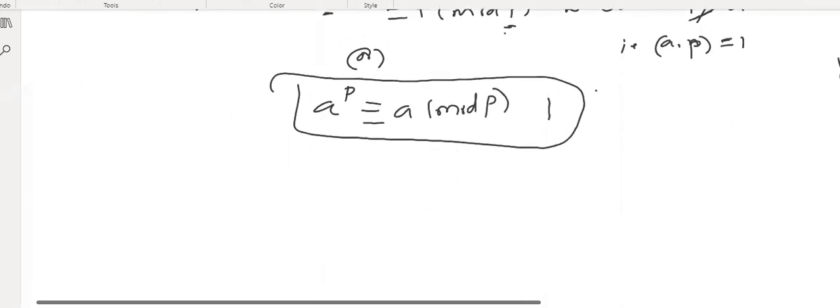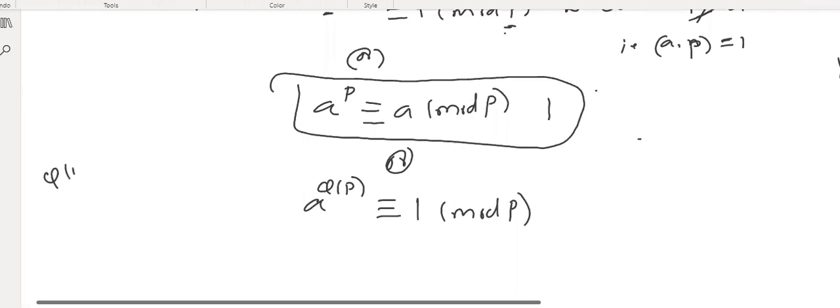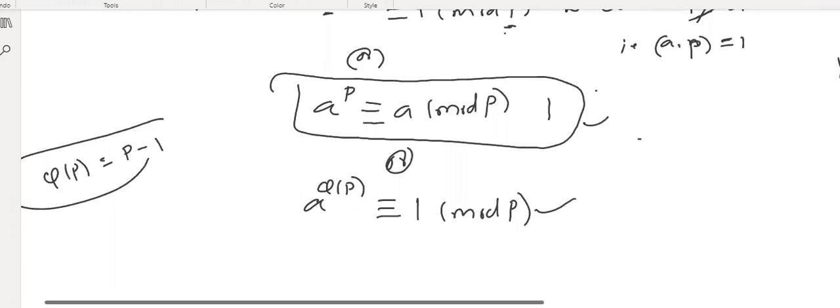Sometimes we write a to the power p congruent to a modulo p, where p is a prime number. It is also written in examinations as a to the power of phi of p, which is one generalization of Euler's theorem: a to the power phi of p is congruent to 1 modulo p. You observe here, where p is a prime number, Euler's phi of p is equal to p minus 1. So we can write this as a to the power p minus 1 congruent to 1 modulo p. These are the three results for Fermat's theorem.